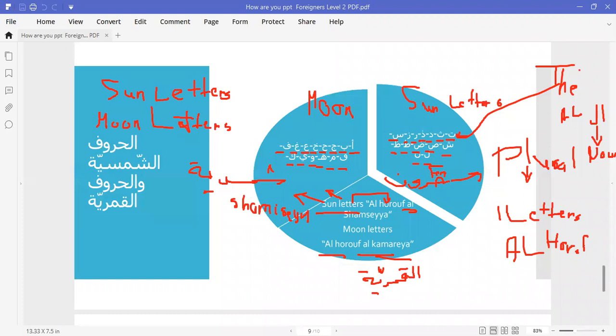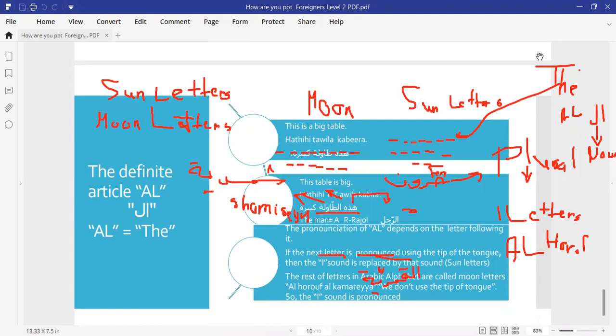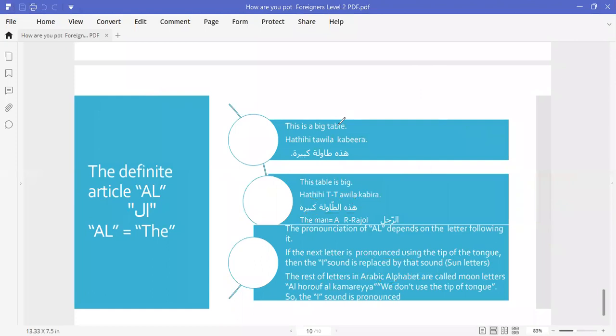Now let's read correctly. For example, you said this is a big table. Or, the table is big. Here we've taken before that the table is big. This is a complete sentence, okay? The table is big. Here we have a linking verb. It's a complete sentence. The table, so we have al, table is at-tawila. Big is what? Kabira. Big in general is kabir.